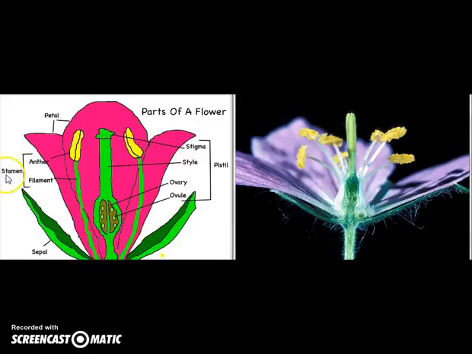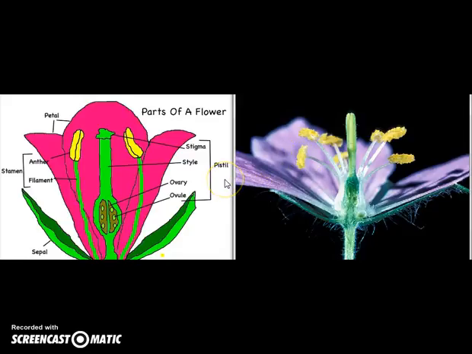Let's take a look at the stamen, okay, which contains both the anther, right here, 1, 2, 3, 4, 5, 6, 7, it looks like. And the filament, of course, the stalks that support each of the anthers.